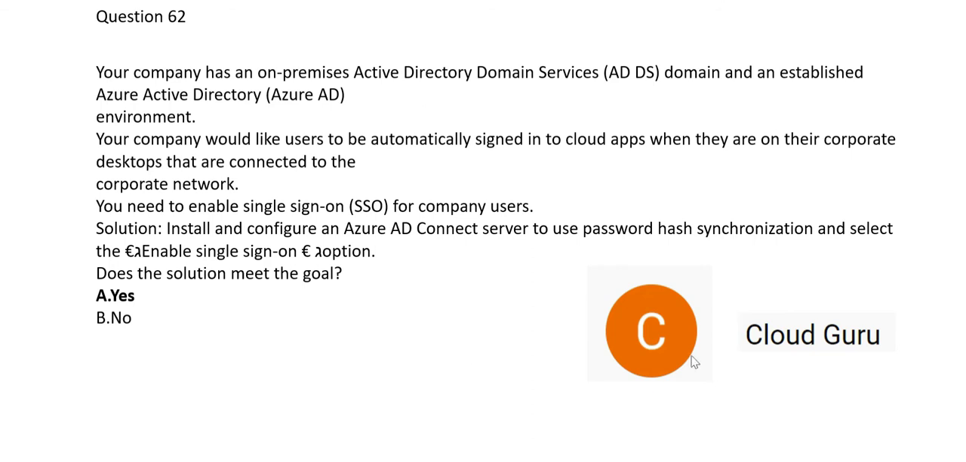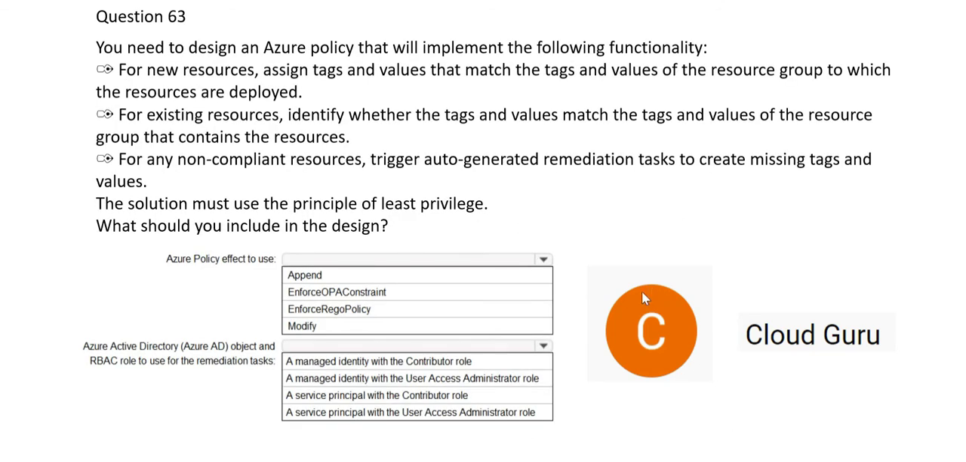Let's move forward to the next question. So this is the question. First, try to understand what is the story behind it. See, this question is simple. What it is saying is, you need to design an Azure policy. This is a policy related question, Azure policy. And whenever you create a new resource, the tag assignment should happen automatically. If there are existing resources, it should identify whether the tags and values match the tags of the resource group.